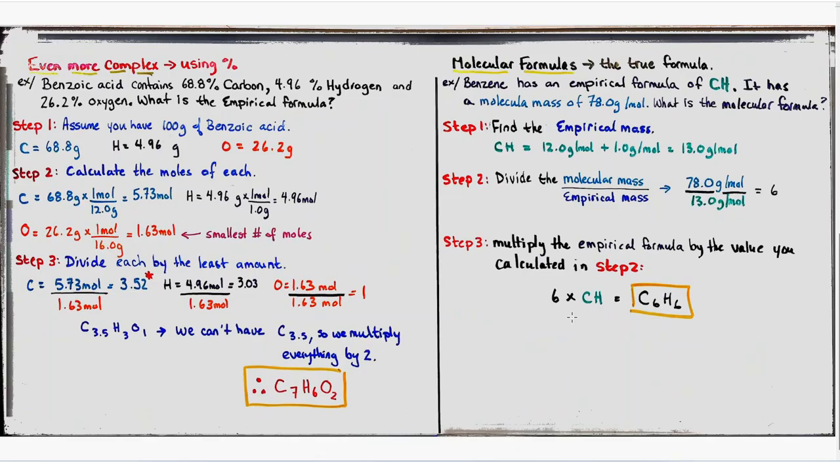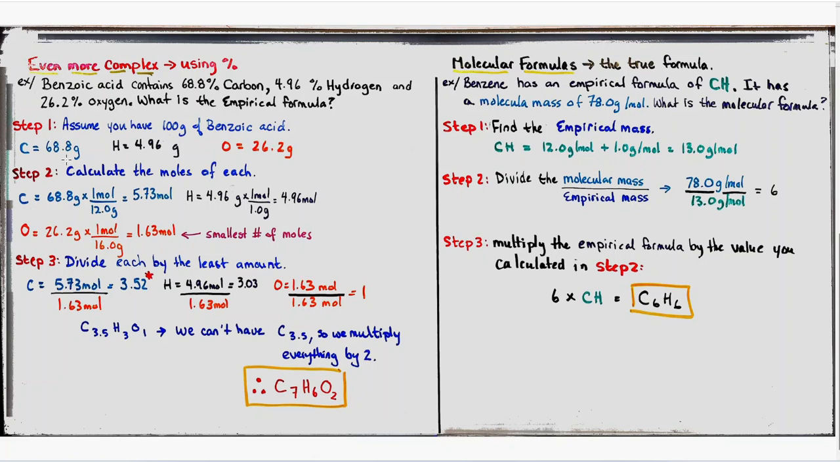Now, an even more complex version of it is when I use percentages. And actually, it's not even more complex. It's pretty easy. There's just one trick to it. So here I got 68.8% carbon, 4.96% hydrogen, and 26.2% oxygen in benzoic acid. I want to know what the empirical formula is. So the trick to this is I go, okay, I want 100%. If I make it out of 100 grams, theoretically, I just change those percents into grams.